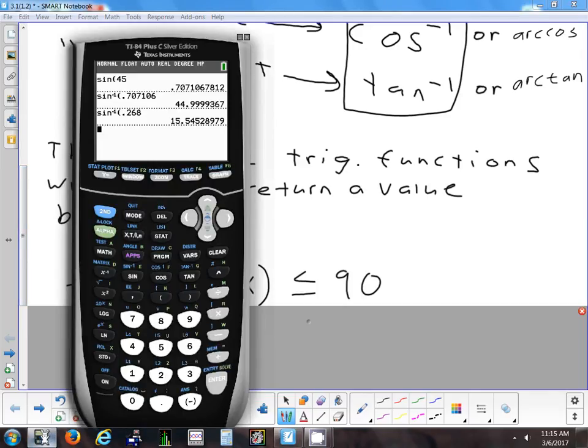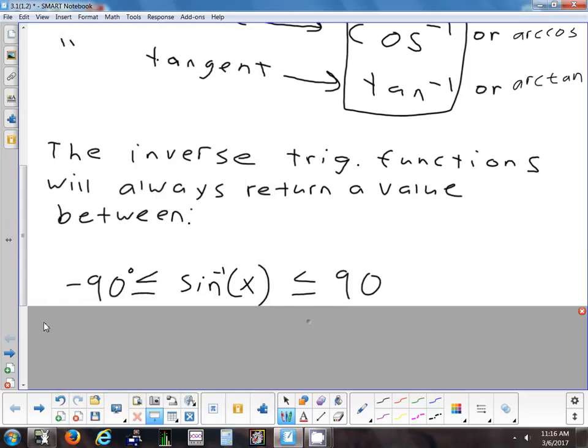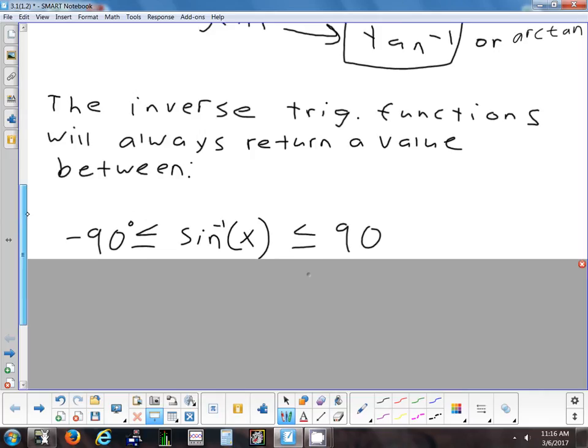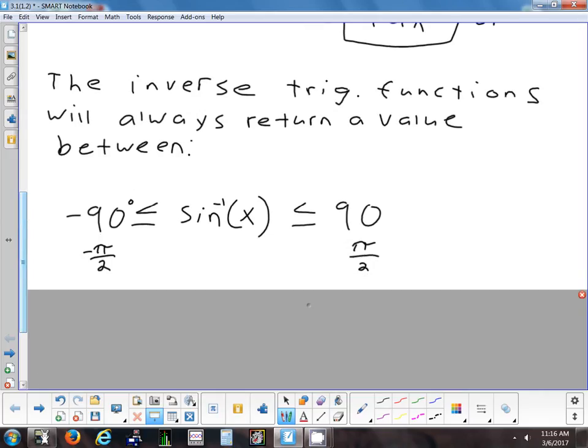Okay, here's a couple. I got 44. I got 15.5. We could do inverse sine of negative 0.87. I get negative 60. I'm never going to get a number that's not between negative 90 and 90. It'll always be between those two. And if you're working in radians, you're going to get an answer between negative pi over 2 and positive pi over 2.